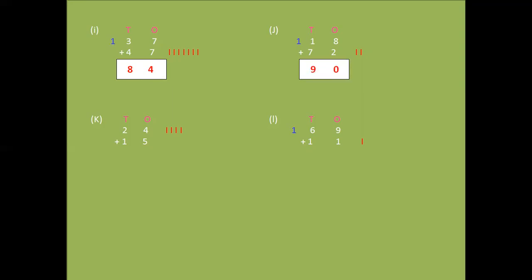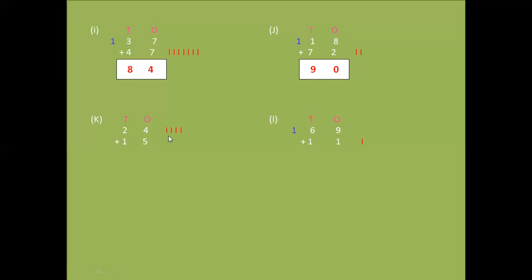J part, the question is 18 plus 72. So 2 is the smaller, so we add 2 into 8. So 8, 9, 10. Write 0 here. 1 goes to add into tens. First we add the number of tens. 7 plus 1, 8, plus 1, 9. So 18 plus 72, answer is 90.